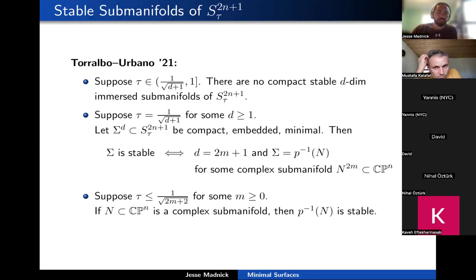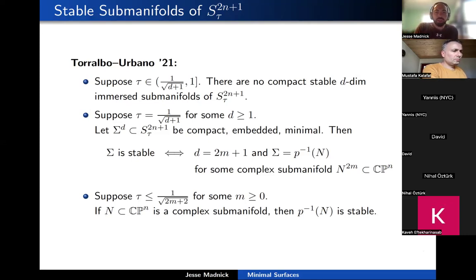And there's this dimension restriction. And moreover, when tau is below this threshold, then what you can say, or what Tiralbo and Urbano were able to say, is that they have a slightly more general statement than this. Again, these submanifolds are all stable. So somehow they become stable beyond this threshold.